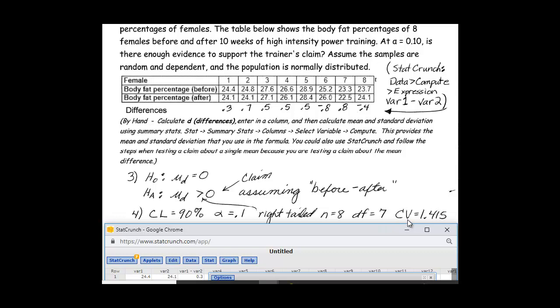Our critical value is 1.415, and I want to show you where I found that. I'm getting a lot of windows opened here. But I'm going to open up our t-table, and again, remember we are doing a one-tailed test where we are doing 10% alpha, so that's going to be our first column. Our degree of freedom was 7. So when I look at where the row 7 intersects with the column for 10% alpha and one tail, we get this 1.415.